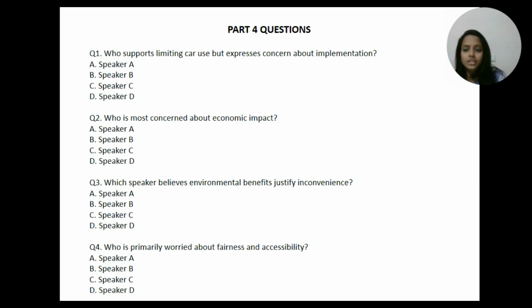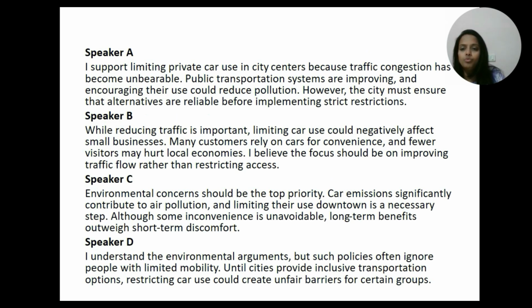And for the second question, who is most concerned about economic impact? Again, let's move back to the passage. This is speaker B, because he talks about small businesses, mentions fewer customers, and focuses on the economy. Other speakers: A is concentrating on traffic and transport, C on the environment, and D on accessibility. So option B, speaker B, is the right option.